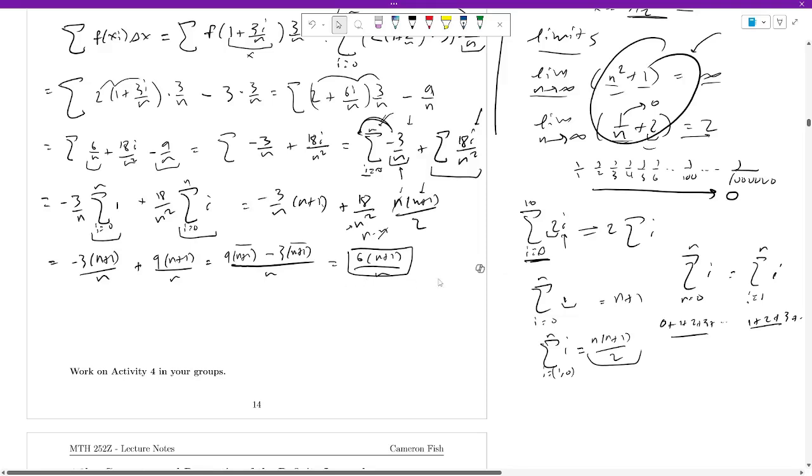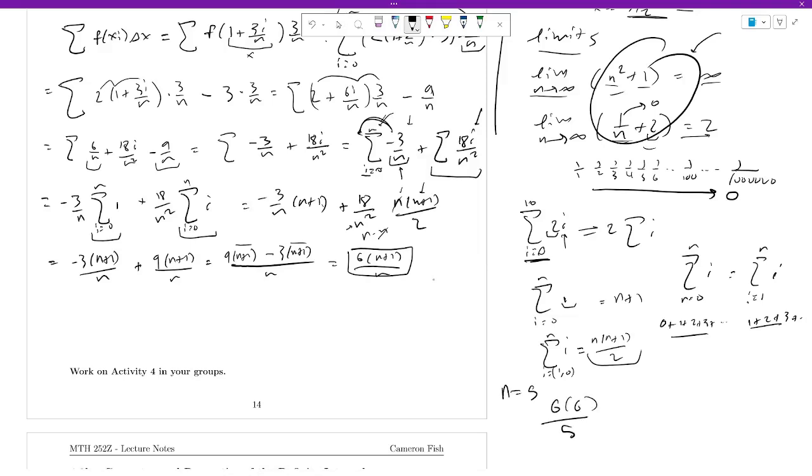So if I have 5 rectangles, I could tell you, hey, using 5 rectangles, what's the area under that curve? Oh, well, it's 6 times 6 over 5. Whatever number that is, 7 point something. That's the area under the curve when you have 5 rectangles.